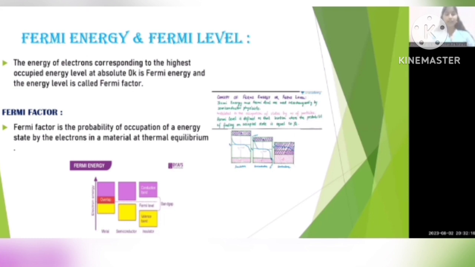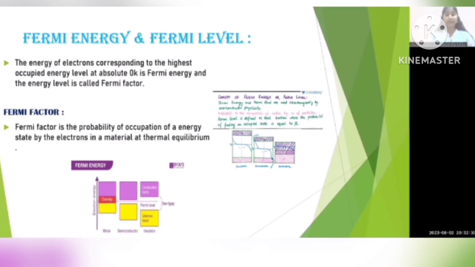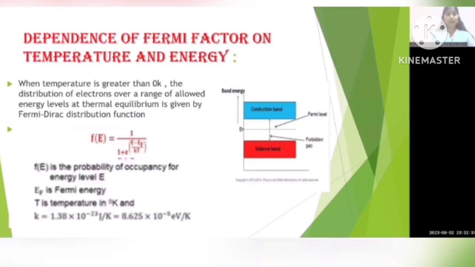The energy of electrons corresponding to the highest occupied energy level at absolute 0 Kelvin is called Fermi energy, and the energy level is called the Fermi level. Fermi factor is the probability of occupation of an energy state by the electrons in a material at thermal equilibrium. Now let us discuss the dependence of Fermi factor on temperature and energy.